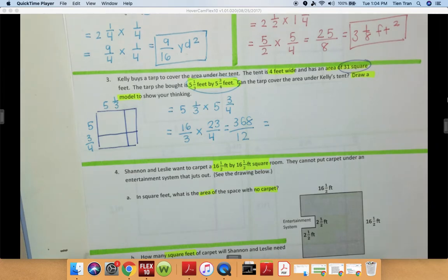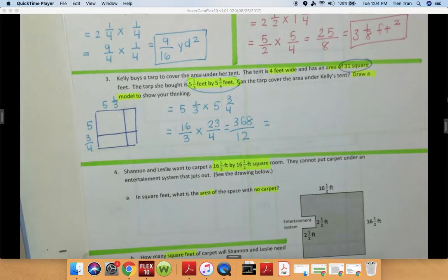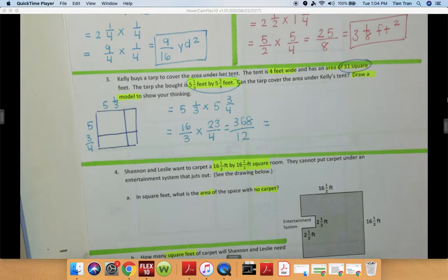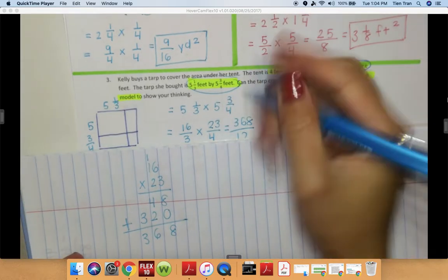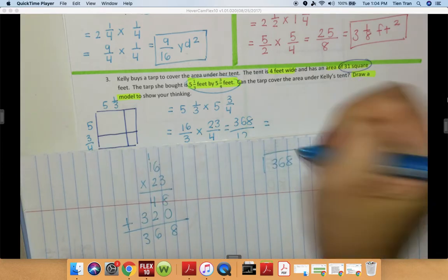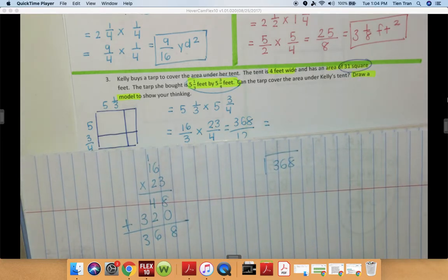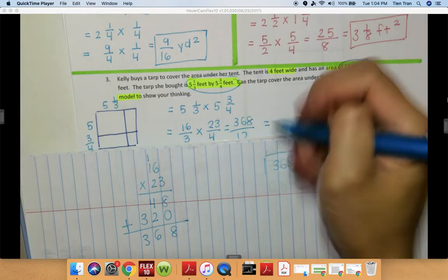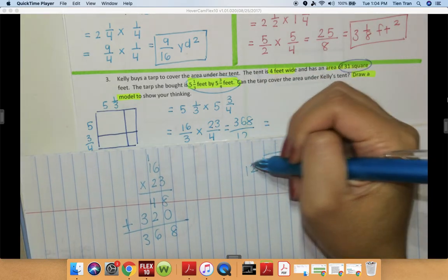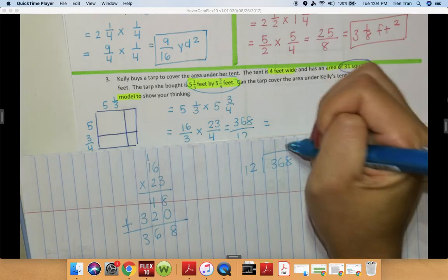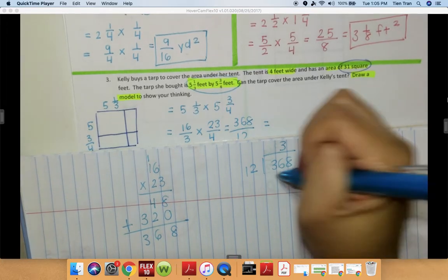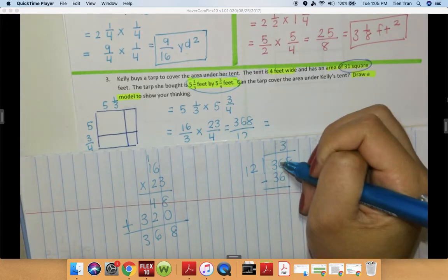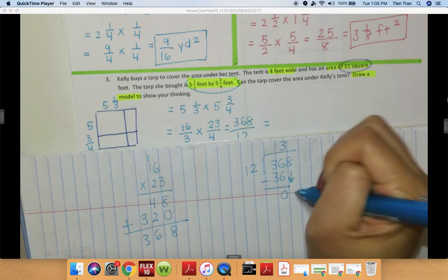So I'm not quite done because I know 12 can go into 368 some number of times. I just need to figure out how many times 12 can go into 368. So I'm going to draw and make sure I write it down correctly for you guys to see. I have 368 divided by 12. I need to figure out how many times 12 goes into 36, and that's going to be 3 times. 12 times 3 gives you 36. I subtract. 36 minus 36 is 0. I bring down my 8.